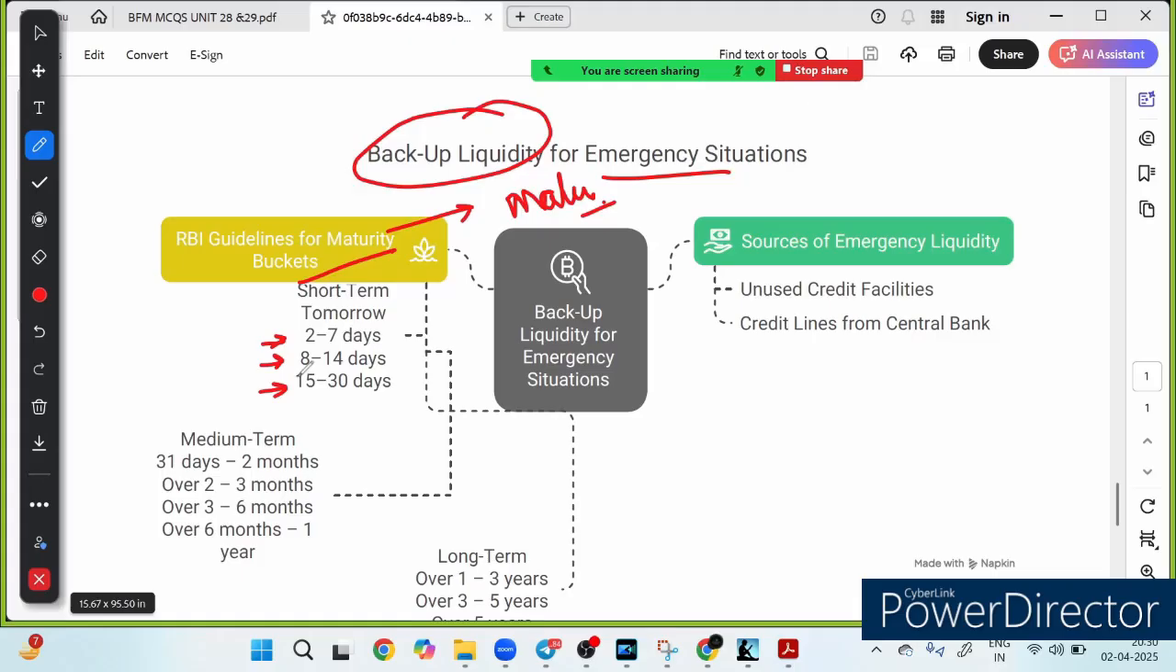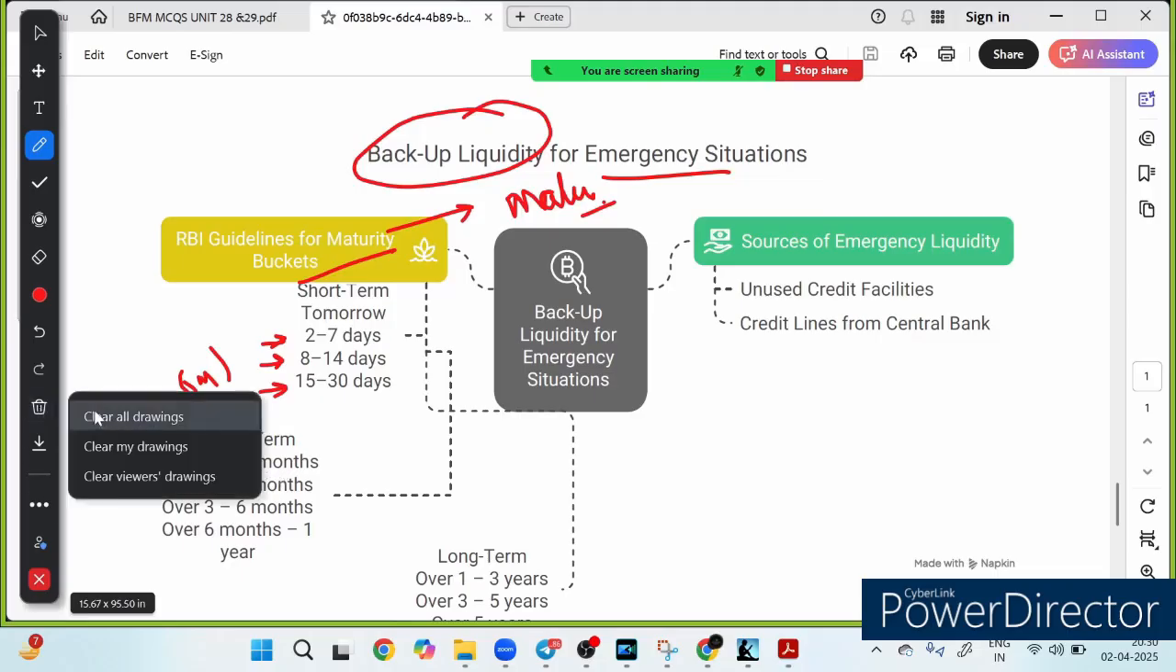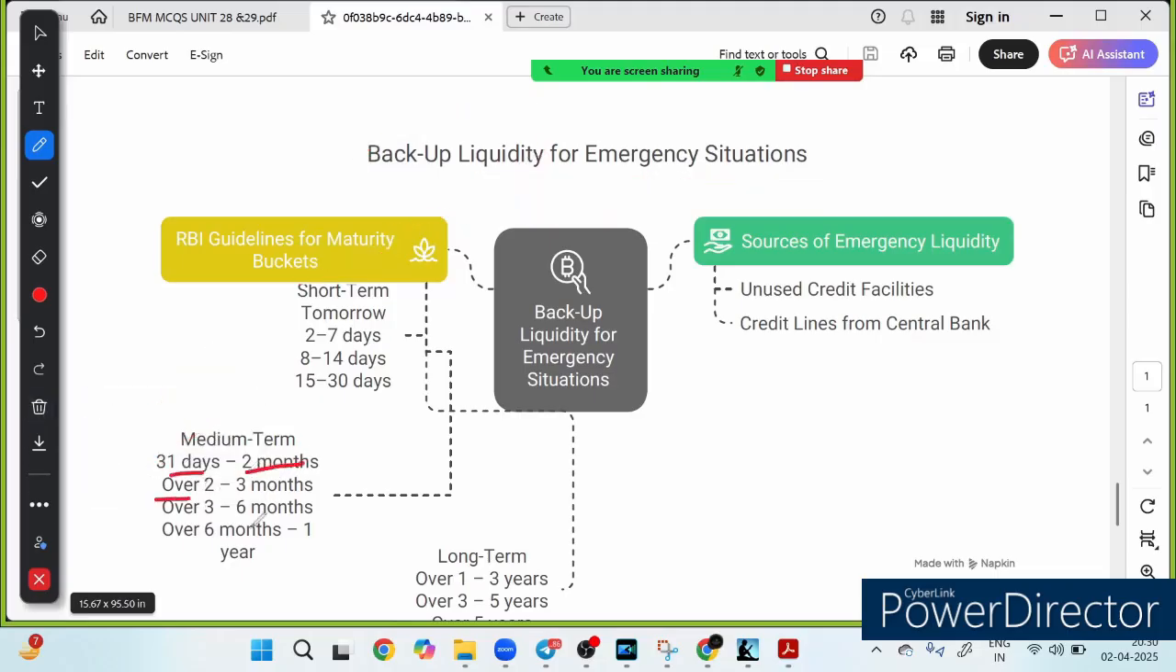Then in the medium term, we have 1 month to 6 months. So whenever I say medium term, it means 1 month to 6 months. See, this deals with liquidity requirement for the medium term. That means from 31st day to 6 months, right? So you can see it has been further categorized into 31 day to 2 month, 2 month to 3 month, 3 month to 6 month, and 6 month to 1 year.